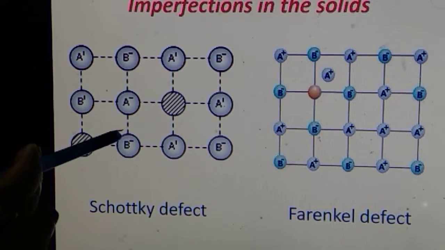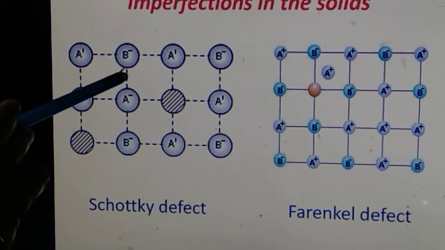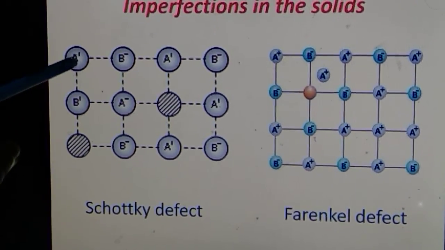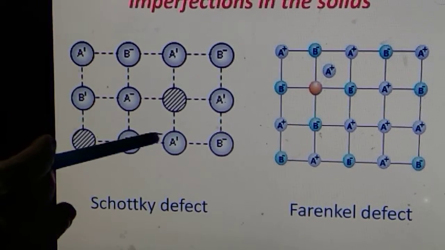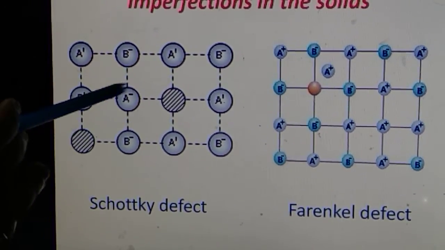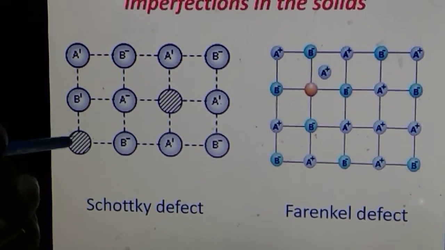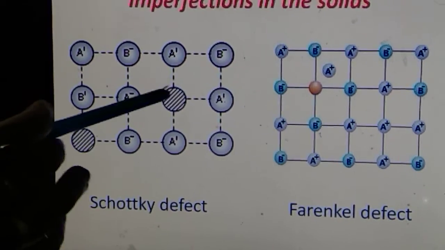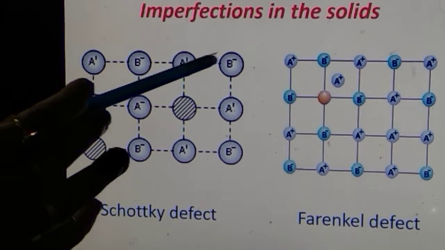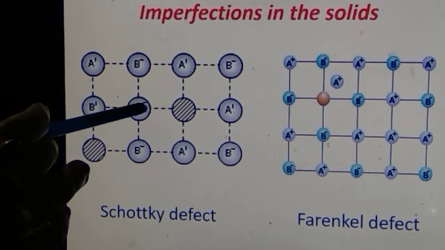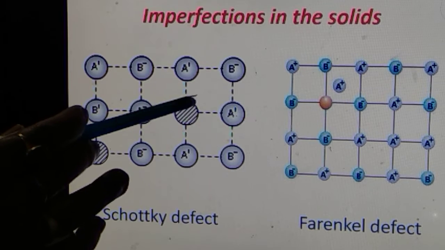What is Schottky defect? In an ionic solid of the type A plus B minus, this is the ionic solid where the cation is A plus and the anion is B minus. Equal numbers of cations and anions are missing. Here B minus, A plus, B minus. So A plus B minus, A plus B minus, and so on. So this is the place of the B minus ion.